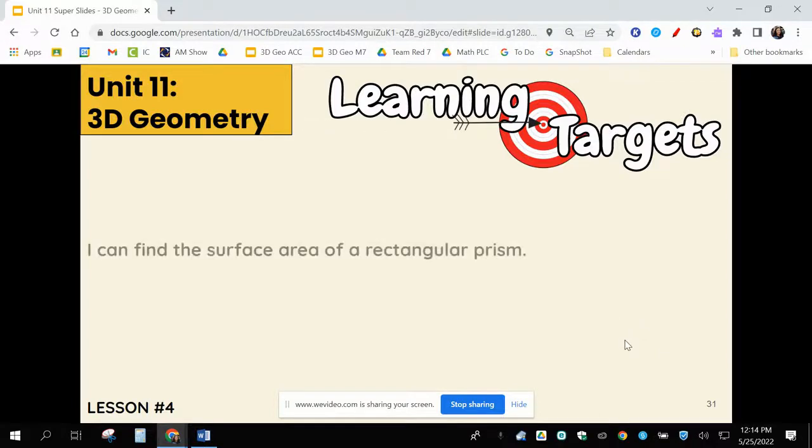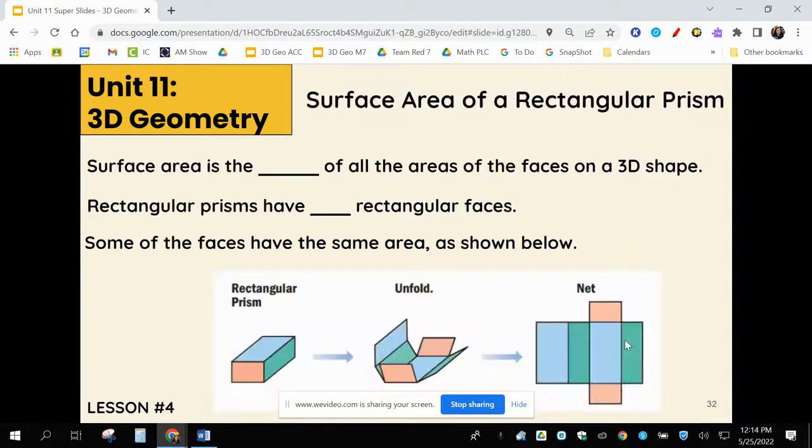Okay guys, today we are going to learn about this learning target. I can find the surface area of a rectangular prism. Surface area is the sum of all the areas on the faces of a 3D shape. So basically, it's the sum of all of the areas that you see on a 3D shape. So you're going to add up the area of each face of the shape.